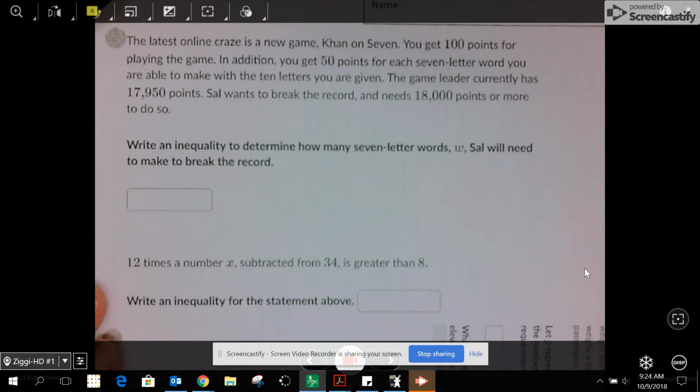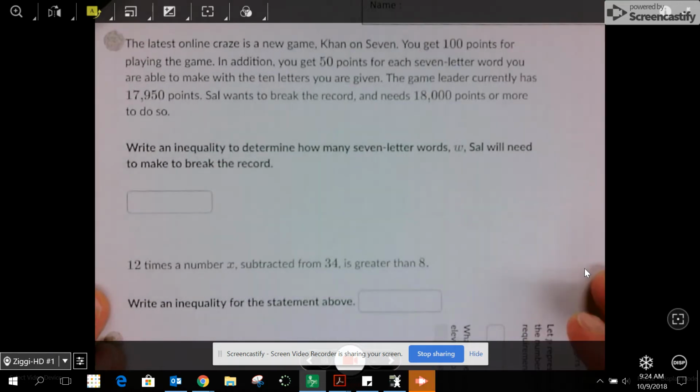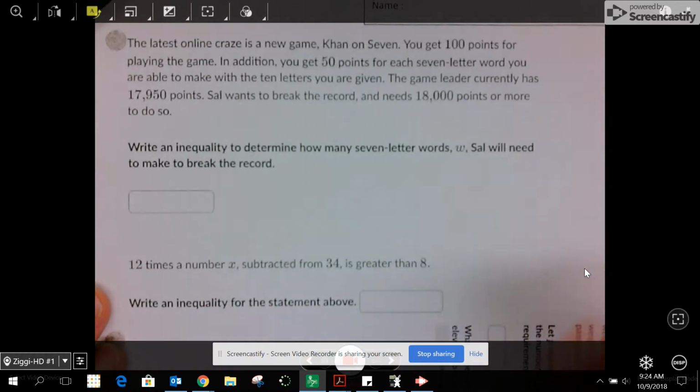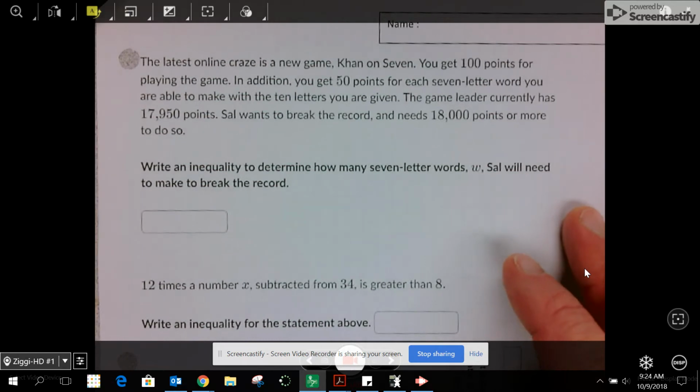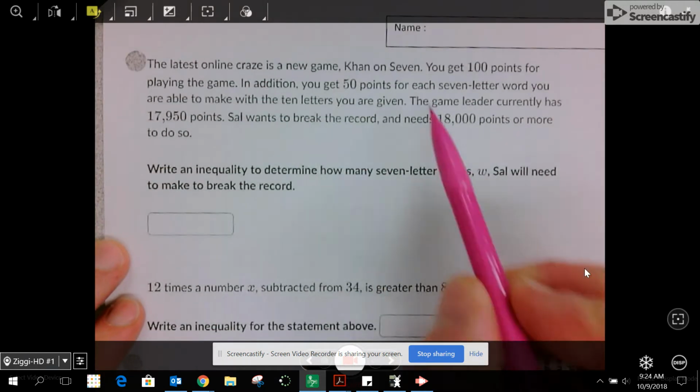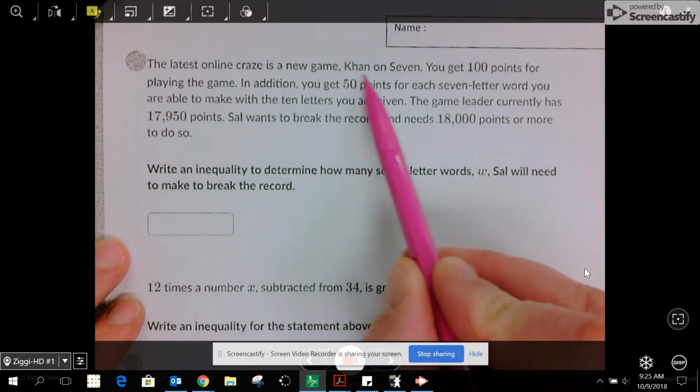I'm going to make a video. I've seen some common errors. People are struggling with the word problems on inequalities and a few others. These are the most missed questions right now. This will allow you to go back and fix these this week if you need to get some final Khan Academy assignments done. Okay, so the latest online craze is a new game, Count on 7.